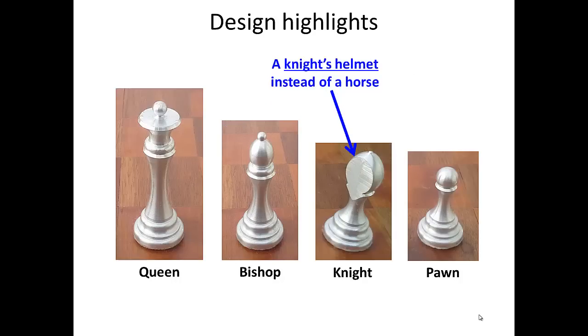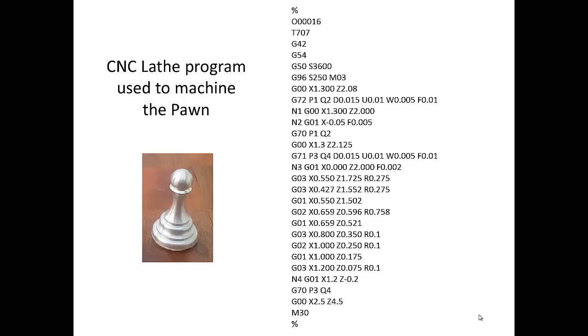I decided to design the Knight in the shape of a knight's helmet rather than the shape of a knight's horse, which allowed me to make the piece on a CNC lathe. The flats on each side were made using a milling machine and set the Knight apart from all other pieces in the set. Each piece was modeled in a CAD system, which helped me write the CNC programs for the lathe. Here is the program that was used to machine the Pawn, in case you are interested in seeing what a CNC program looks like.